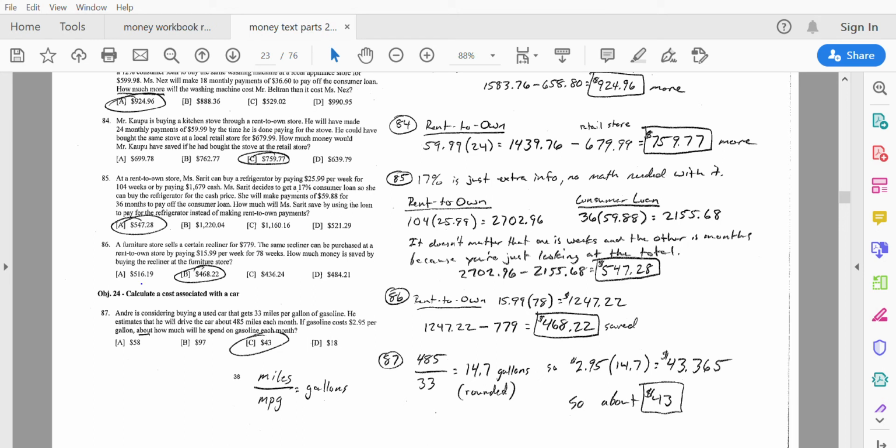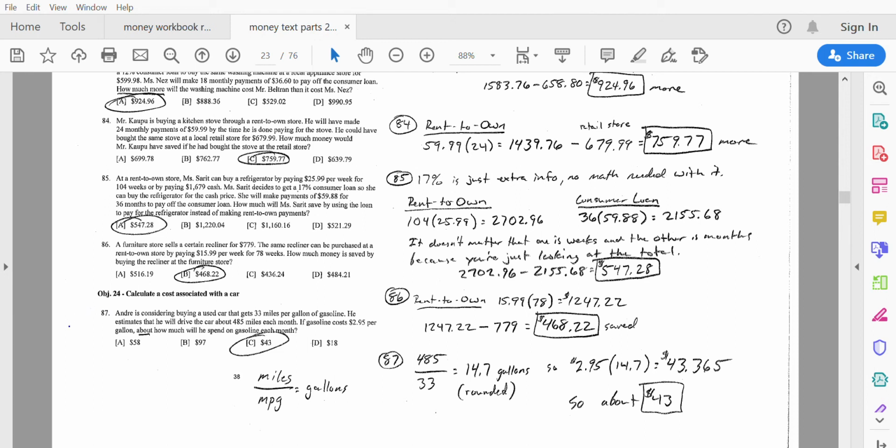Miles per gallon means miles over gallon, so that means they would get 33 miles with 1 gallon of gas. And we want to figure out how many gallons he would use if he went 485 miles. We did this earlier this year on setting up a proportion. And so that would be our setup. That maybe makes more sense than me just giving you this. And now we would do the cross multiply and divide.